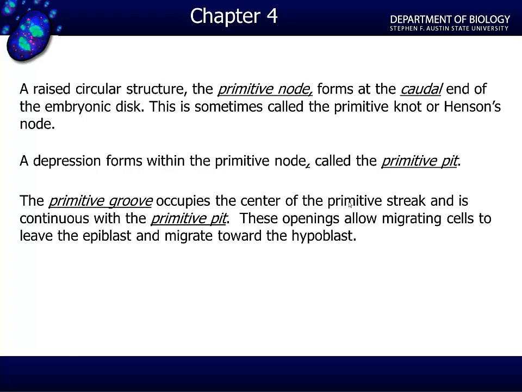And the depression within the primitive node is going to be the primitive pit. So think of the elevated sides of this focal point being the node, and the depressed middle as being the primitive pit. Now extend that further along as a trench, so we have the primitive groove, and this is going to be the middle of that primitive streak with those raised sides, and the primitive pit and the primitive groove are going to be continuous one with another.